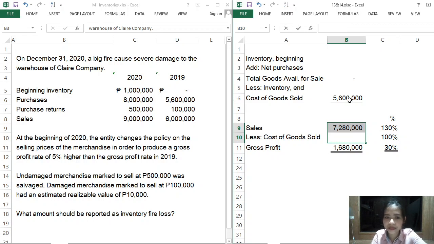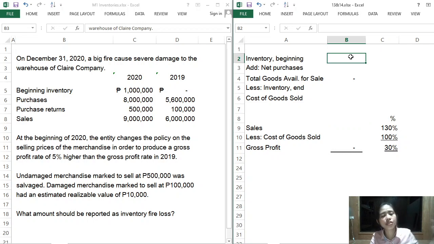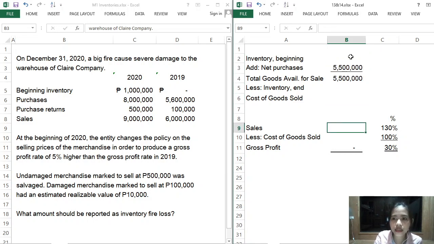Okay. So, 2019, walang beginning inventory. So, maybe kaka-start niya lang ng 2019 or talagang wala siyang beginning inventory. So, wala. We're focusing on 2019 details muna ha. And then we have purchases of 5.6 and purchase returns of 500. So, that is a net of 5.5, right? And we have sales of 6 million.